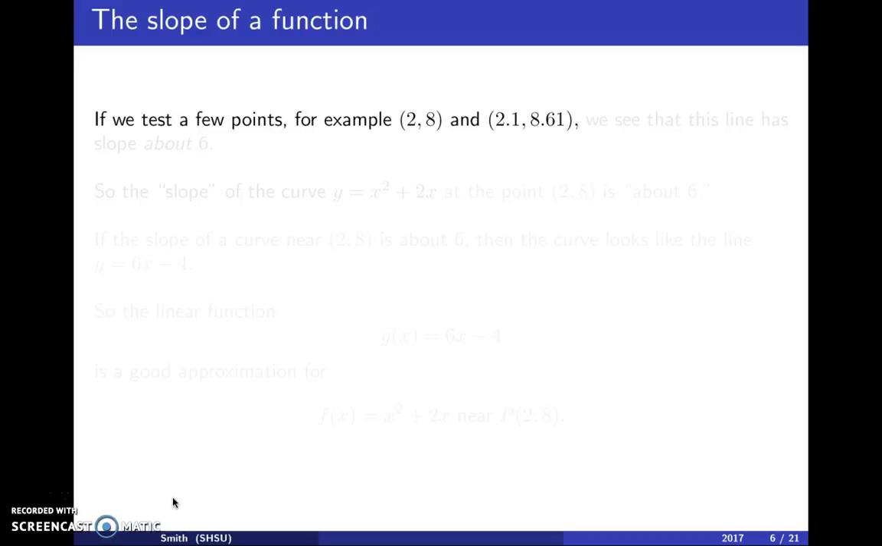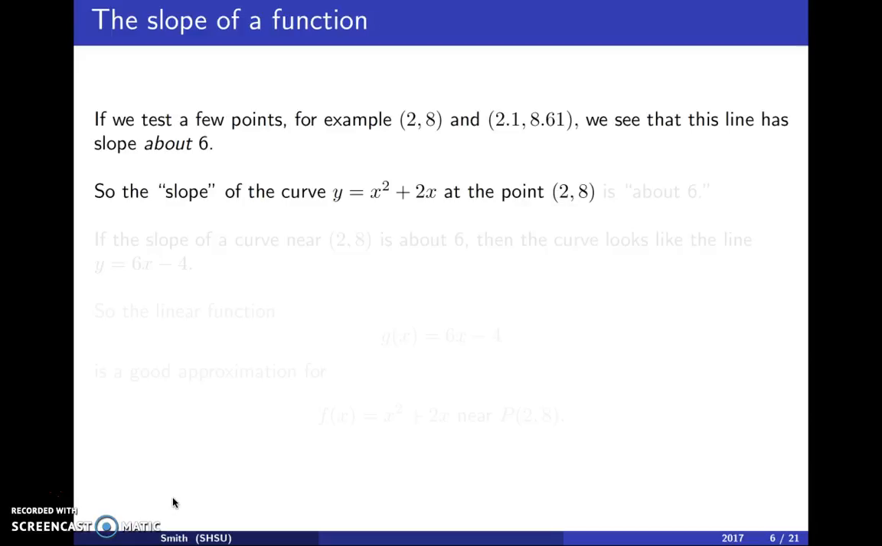If we test a few points, for example (2, 8) and (2.1, 8.61), take my word for it that (2.1, 8.61) is on this parabola, we see that this line has slope about 6. So the slope of the curve y equals x squared plus 2x at the point (2, 8) is about 6. When we look at the slope of a function, we need to do that at a particular point.